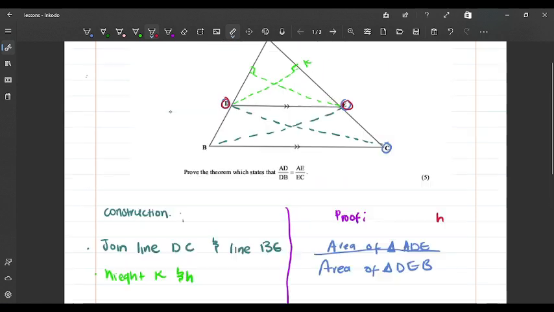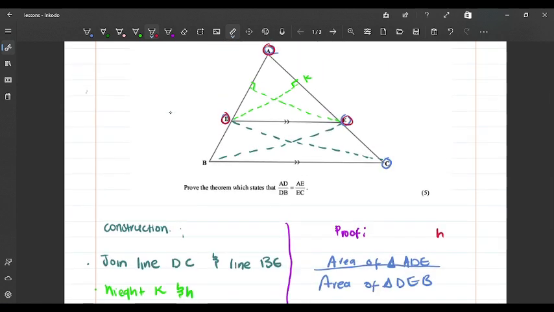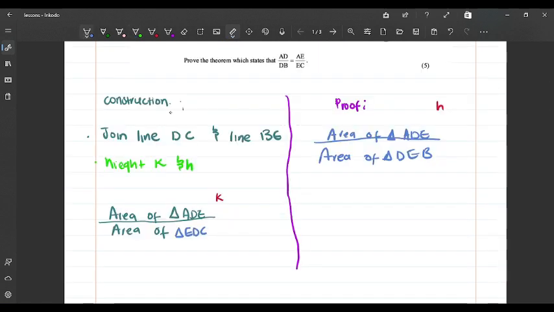So now let us look at ADE. Remember, how do you identify your base? Your base is perpendicular to your height, right? So remember here we had height H, and if you look at this, height H is perpendicular to this line AD. As a result, AD would be our base in this instance. So the formula here will be 1 over 2 base times height, where our base is AD and our height is H.